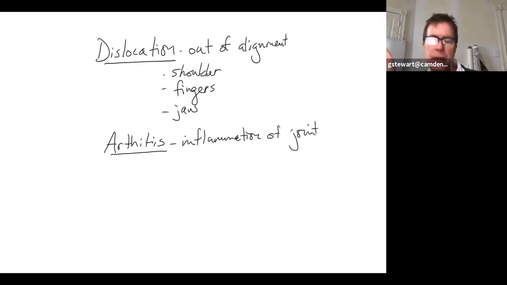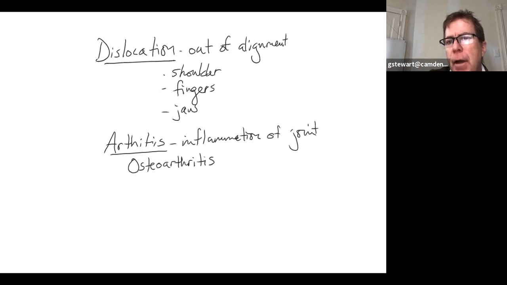Your book lists 3 types of arthritis. There's 2 major types, osteoarthritis and rheumatoid arthritis. I'll talk about the third one in a minute. Osteoarthritis, or OA for short, is by far the most common type.